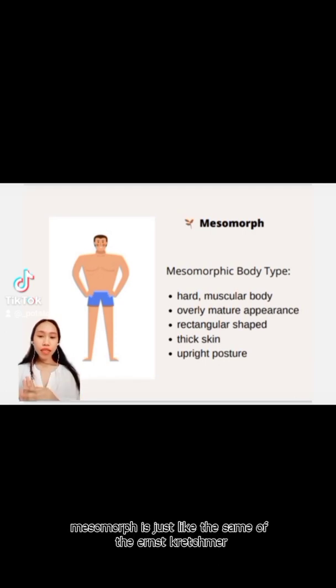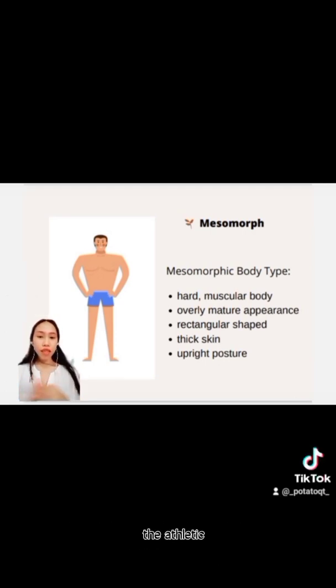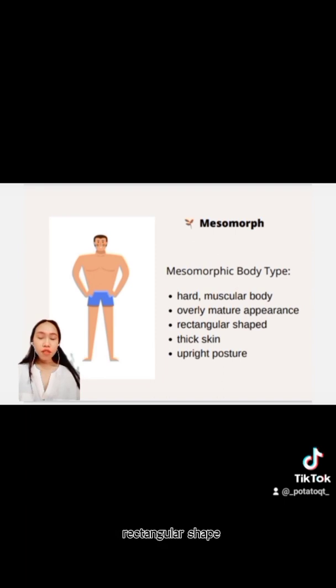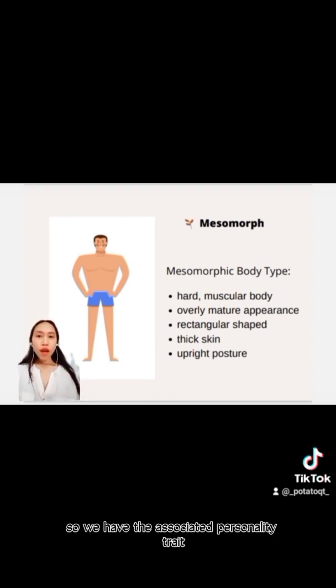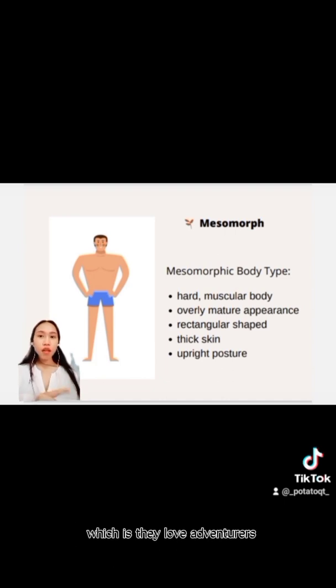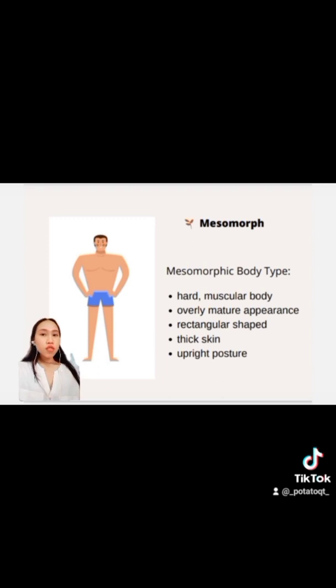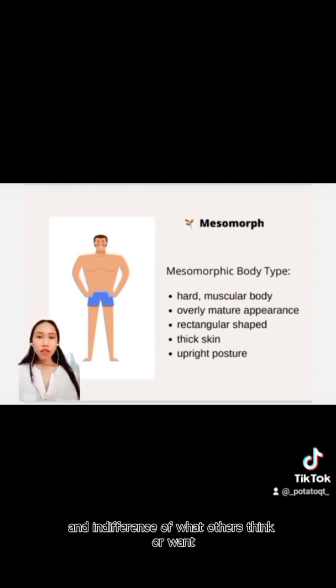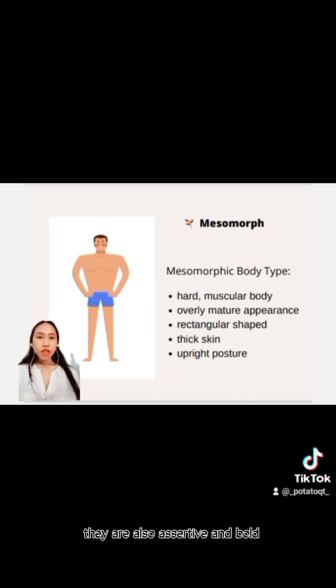Mesomorph is the same as Ernst Kretschmer's athletic. The mesomorphic body type is a hard, muscular body, with overly mature appearance, rectangular shape, thick skin, and upright posture. The associated personality traits are that they love adventure and desire power and dominance. They are courageous and indifferent to what others think or want. They are also assertive and bold, with a zest for physical activity.